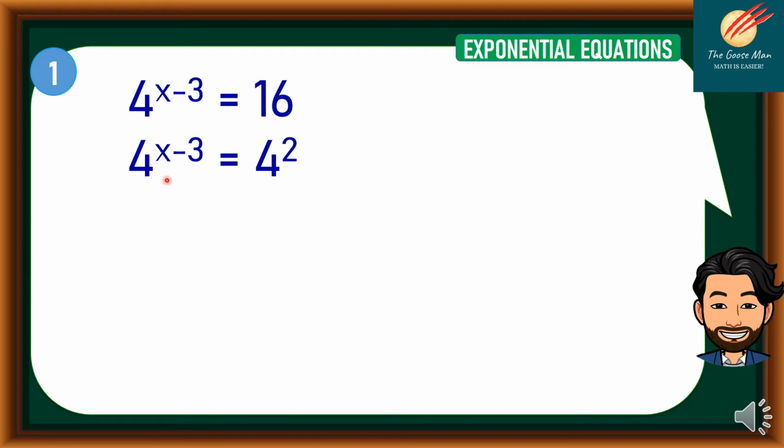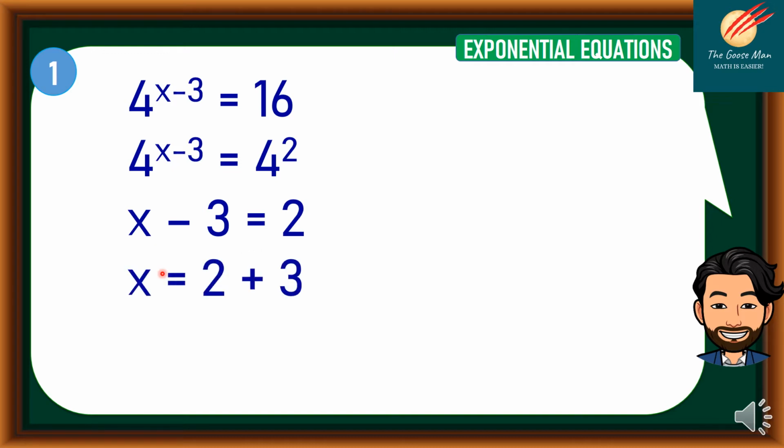Now that we have the same bases, we can equate the exponents. So it means that x minus 3 is equal to 2. Now solving for x, add both sides of the equation by 3. So I have here x is equal to 2 plus 3, or x is equal to 5.